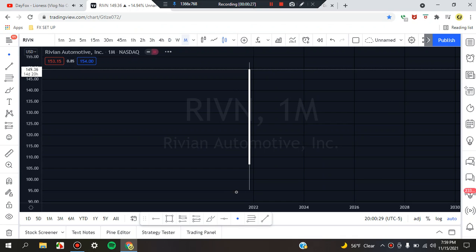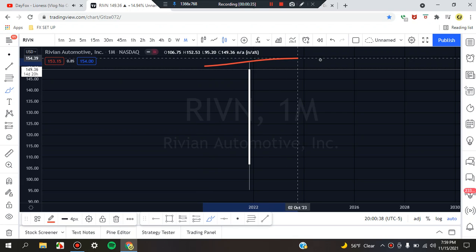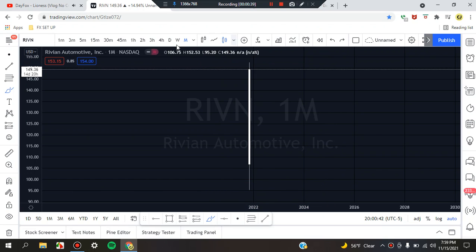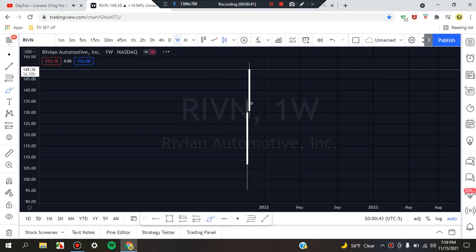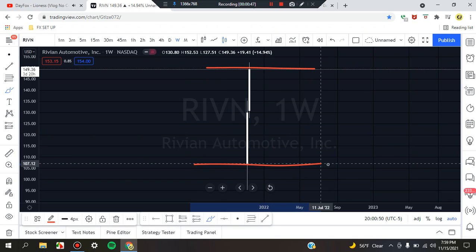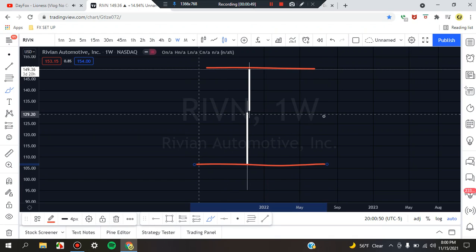Looking at this, there's a lot of areas of support. We can chop this market up as we go down, so just staying on one time frame. You can already see price action highs, price action lows. If you ever see a chart like this, you can just pinpoint the highs, pinpoint the lows, and the midpoint is clearly right in this area here.